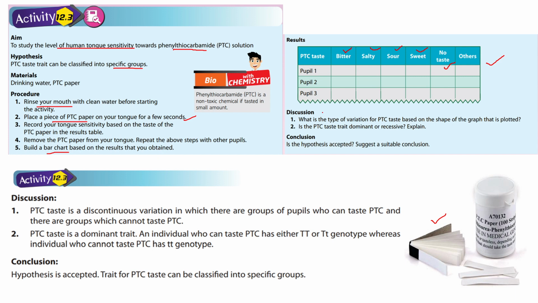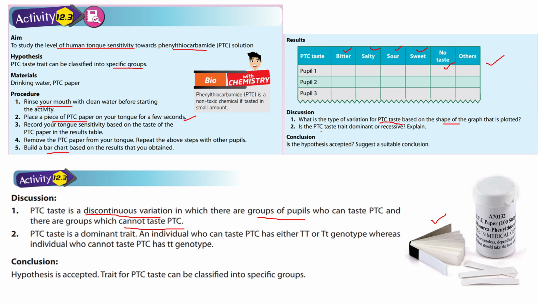Okay, look at the discussion, the questions. Okay, the first one, what is the type of variation for PTC taste based on the shape of the graph that is plotted? So, it is a discontinuous variation in which there are groups of people who can taste PTC, and there are also groups which cannot taste PTC. So it is a qualitative measurement.